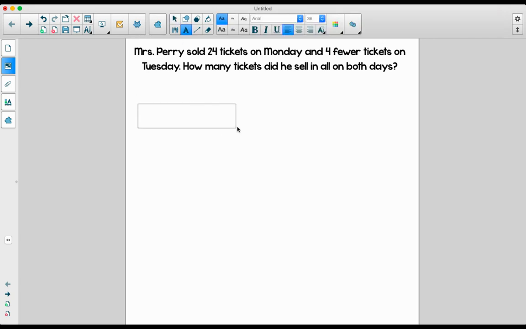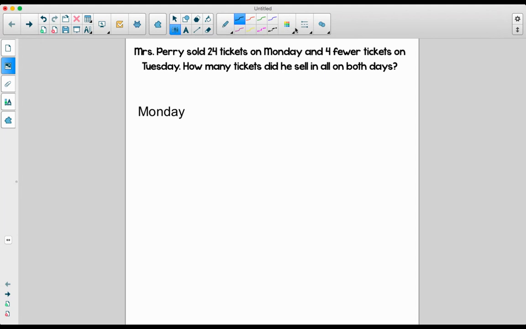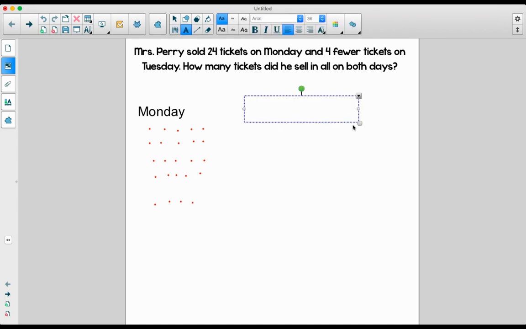So if we were making a diagram of this and we had Monday and we drew our tickets, and just to have this go a little bit faster, I'm just going to draw dots. So she sold 24. So this was her Monday. Then on Tuesday, she sells 4 fewer than Monday.